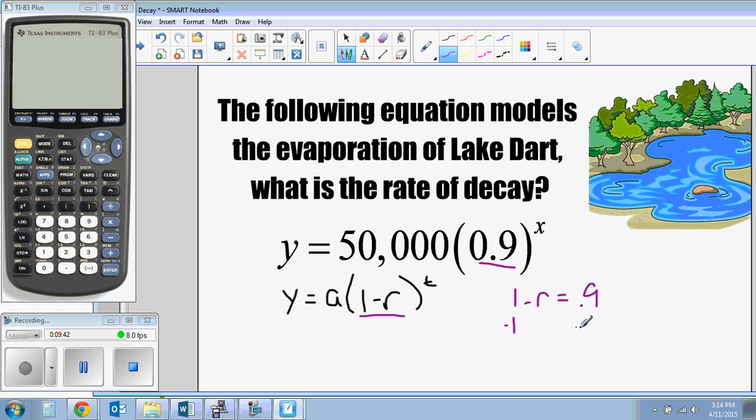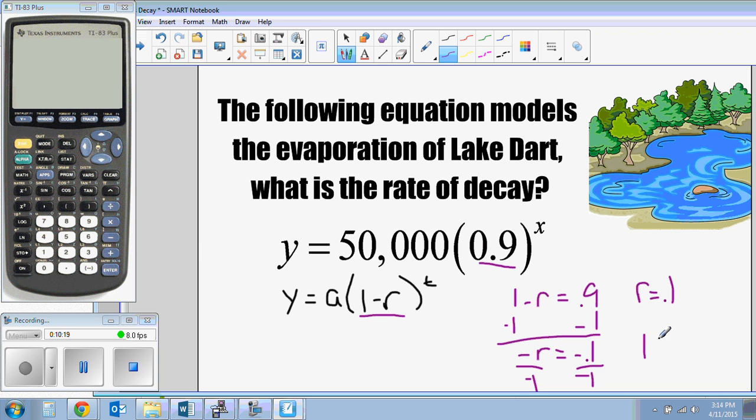So I'm going to subtract 1 from each side, and I'm left with negative r equals negative 0.1. You can either divide or multiply both sides by negative 1 to continue to get r by itself. It turns this into a positive. So that means r is equal to 0.1, which, rate is always listed as a decimal, but we want to change this to a percent because it's a rate of decay.